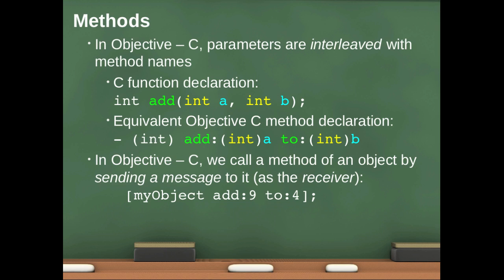So a little bit of terminology here. In Objective-C, we call a method of an object by, quote, sending a message to a receiver. The object is the receiver. The message is the method. So we put these message sends inside square brackets. We imagine that we have an object named myObject of some class that is capable of performing the add message. So add 9 to 4. And this is how we would call this method, by sending a message to the receiver.